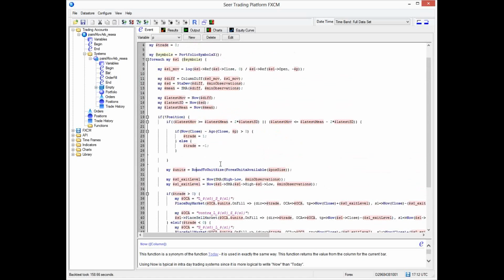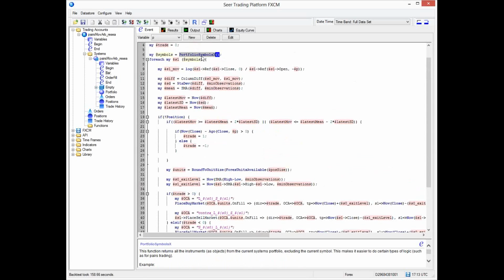Okay, so now I'm going to bring you to another highlight, to focus on another very, very important thing to do with pairs trading. The first one was portfolio symbols, which allows you to iterate through instruments in your portfolio. The second very important thing is a function called Forex units available. Now, not many, in fact, no platforms that I know of allow you to do this type of functionality.